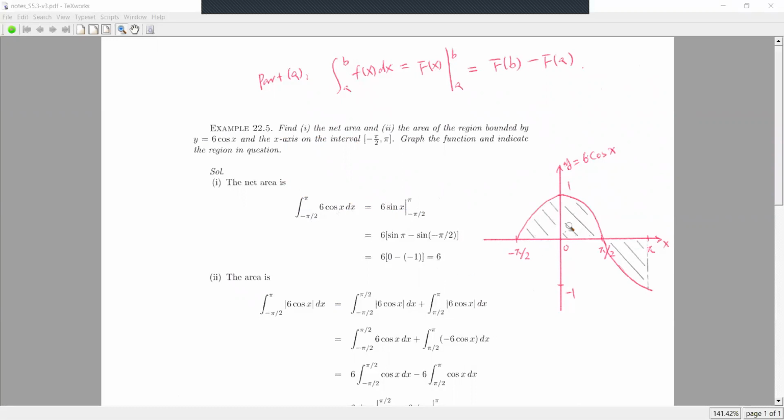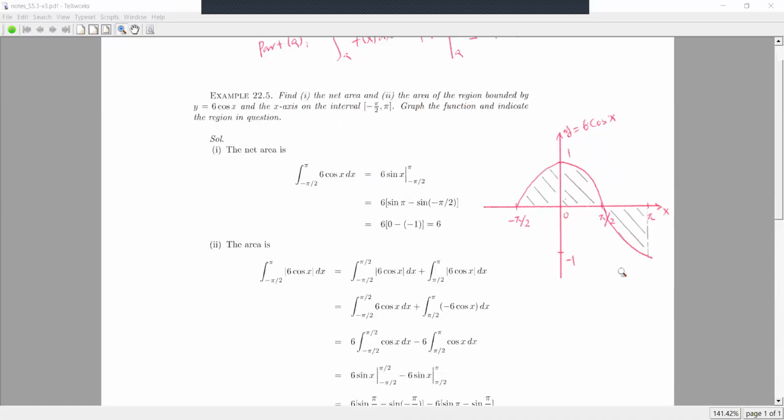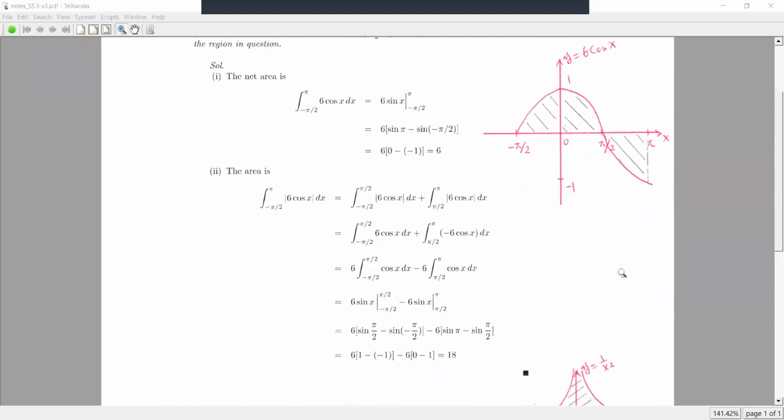That is, total area above the x-axis minus total area below the x-axis is 6. Now, second question: find the area of this shaded region. Area now means total area. To compute total area, we need to compute the integral of the absolute value of the function. Yeah, we need to compute this integral.